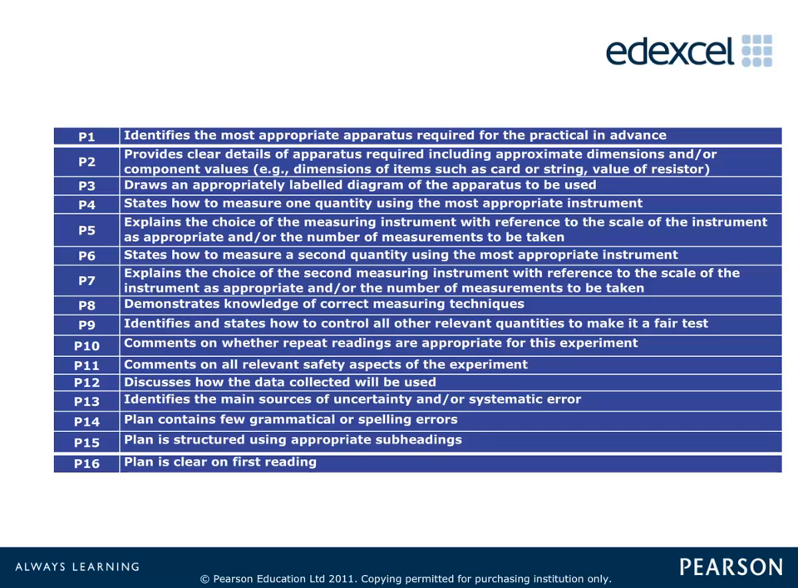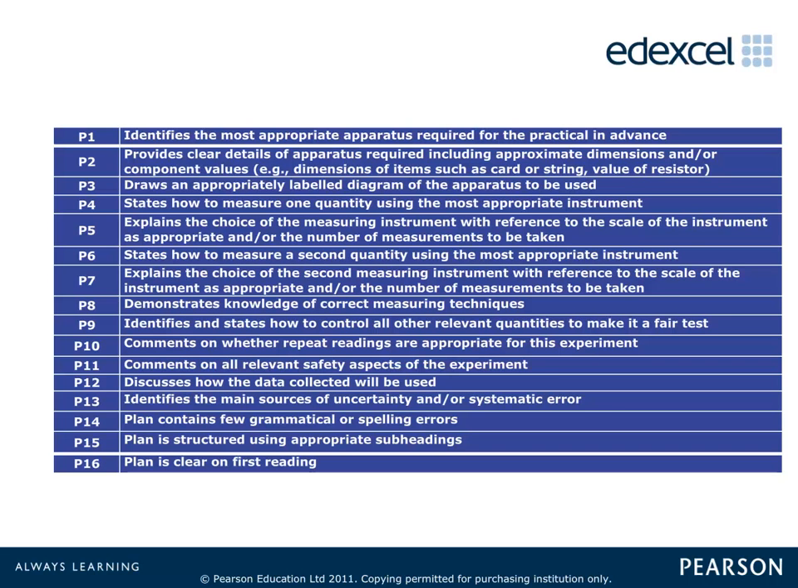For P8, candidates should describe any techniques they will employ to improve the accuracy of their measurements. For example, timing 10 oscillations, or pausing to allow components to reach the same temperature. P9 is for controlling variables to ensure that separate readings are comparable. For example, ensuring that each set of oscillations has the same initial amplitude.